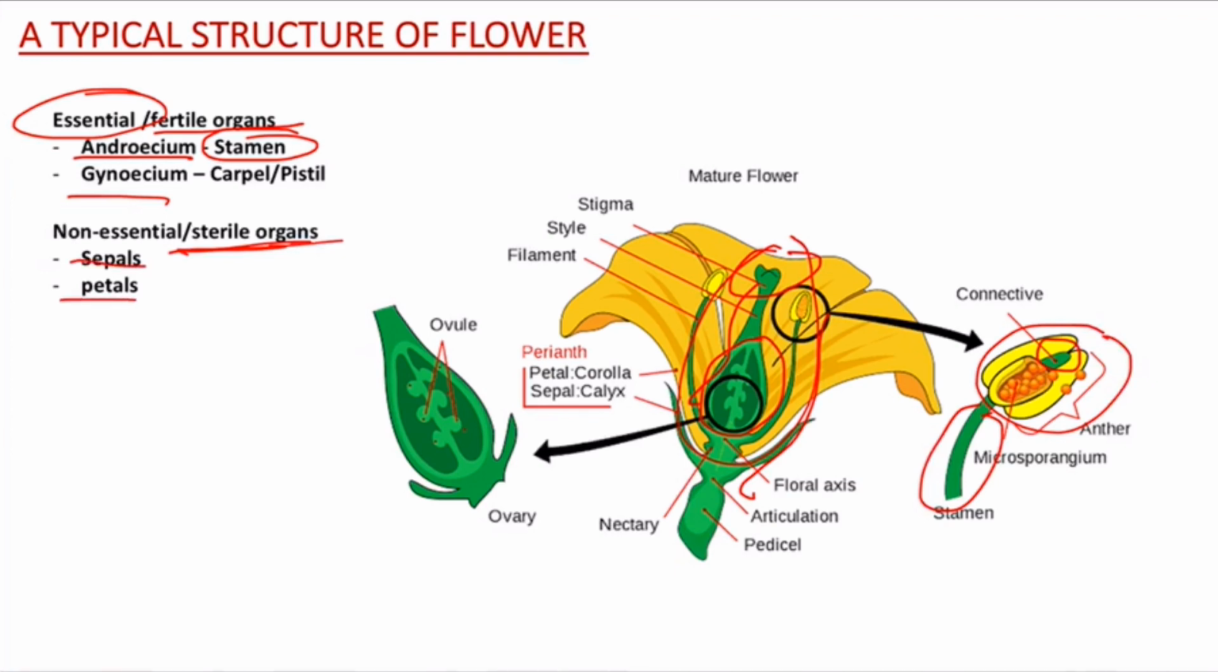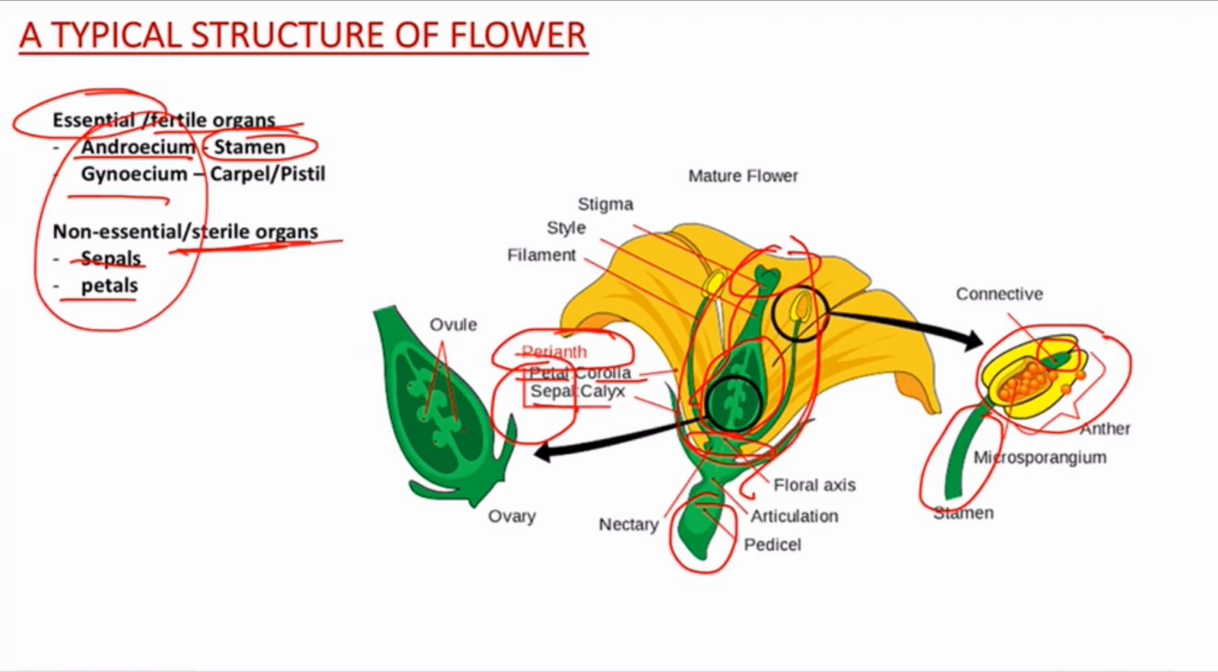Now let us see the non-essential sterile organs. Those are nothing but what? Sepals and petals. So sepals are known as what? Calyx, and petals can also be known as what? Corolla. Now when the sepals and petals are alike, meaning if we are unable to distinguish between them, at that moment we call the sepals and petals a perianth. Fine. So this is nothing but what? A peduncle of the flower, which is attached to the node of the stem. This is a thalamus, where all these four parts will be attached.